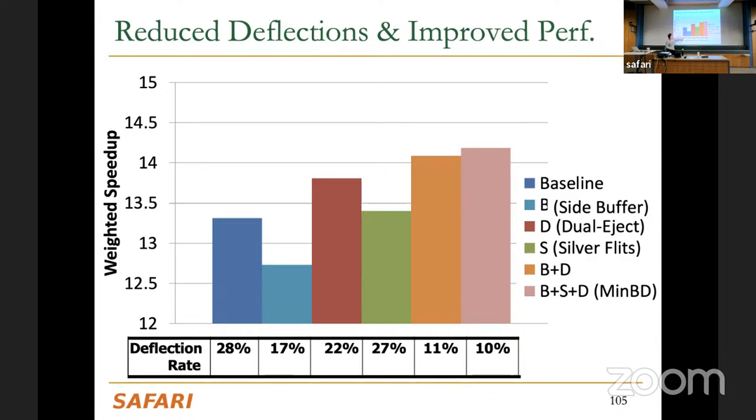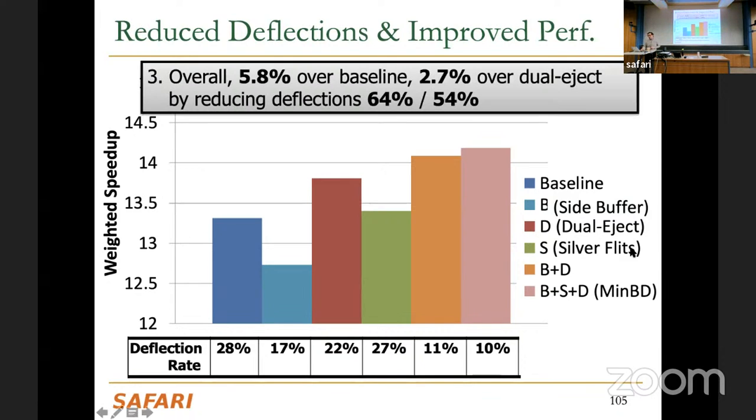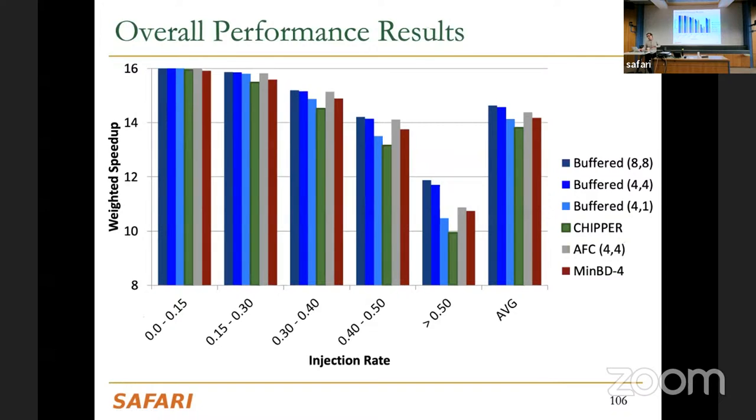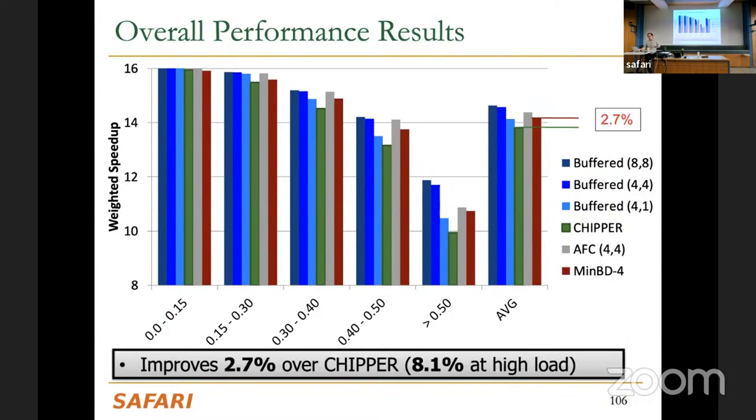But basically, you go from 28% to 10%, which is not bad. And the performance also increases. You get higher performance over baseline, and you get a lot of reduced deflections. Okay, there are a lot of results. I will not go through them in detail, but you can see this is important because this is the performance.